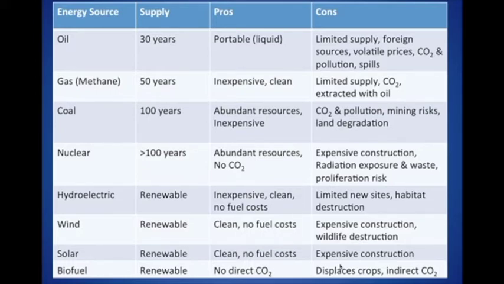But it can displace crops if you're trying to use, for example, corn to make ethanol. And there are indirect sources of carbon dioxide. For example, farmers running their tractors would be burning fuel and producing carbon dioxide. Okay, so that's kind of an overview of our energy supply.